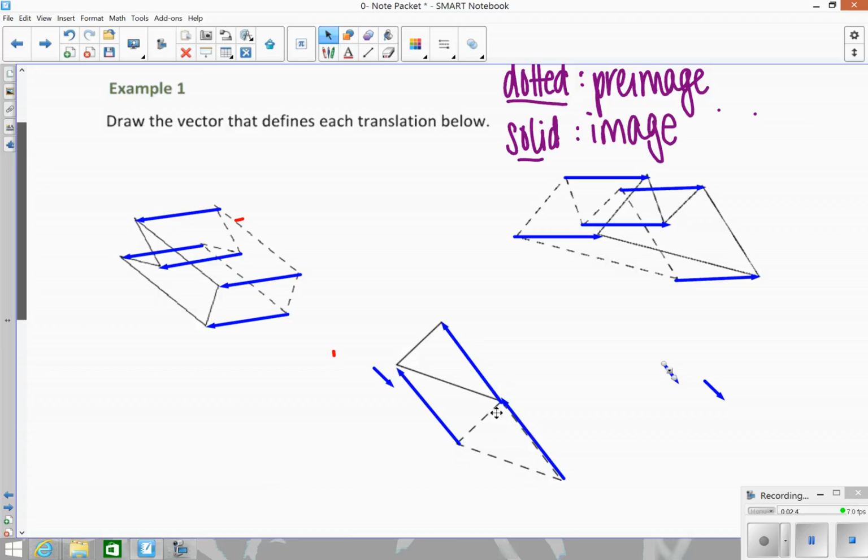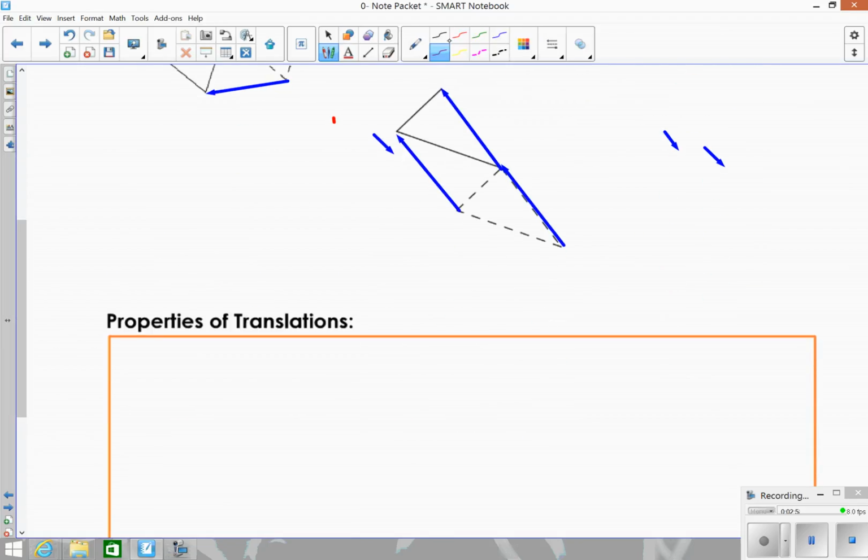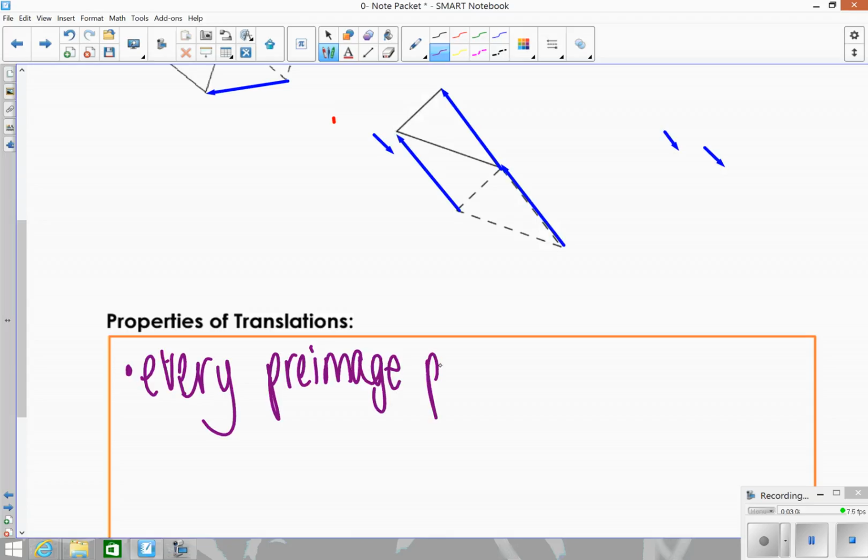So some properties about when we do a translation is that every single pre-image point is going to use the same vector to do the translation. So let's write that down below here. So one of the conclusions is that every pre-image point uses the same vector.